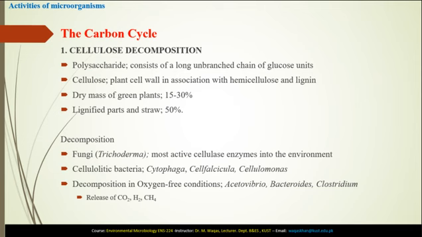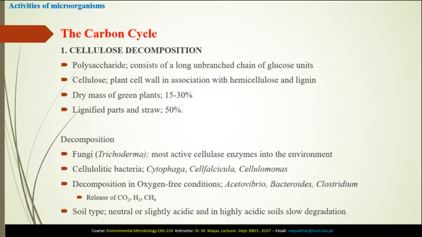The decomposition may also occur in oxygen-free conditions, which is conducted by the genera Acetobacter species, Bacteroides, Clostridium species, and consequently after the degradation, a large number of gaseous substances like carbon dioxide, hydrogen, and methane are created. For the degradation in the soil, the decomposition of cellulose occurs fast in soil with neutral and slightly acidic pH, whereas in highly acidic soils, the decomposition rate is a bit slow, or simply we can say compared to neutral and slightly acidic soils, the decomposition rate in highly acidic soil is slow.